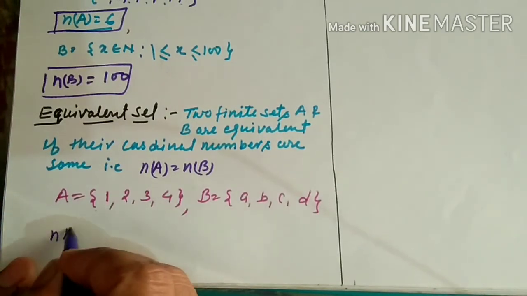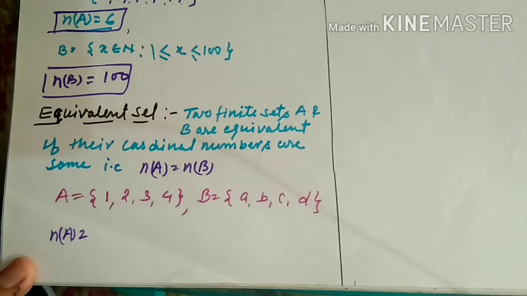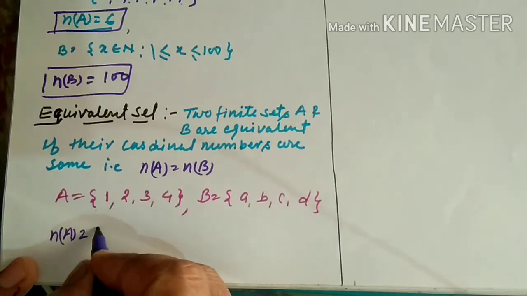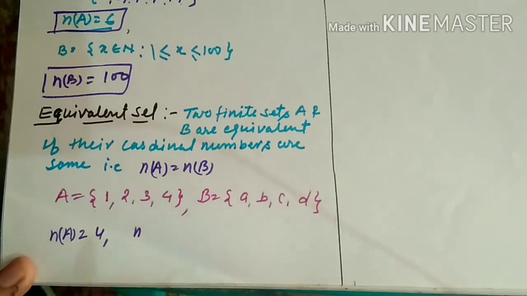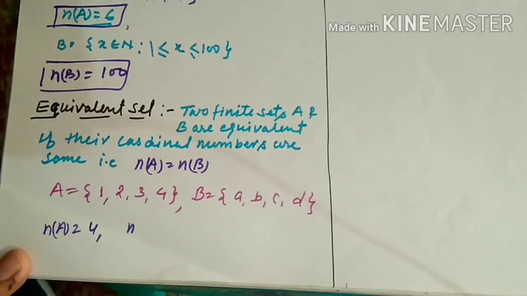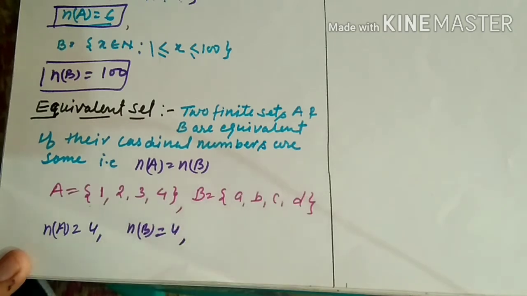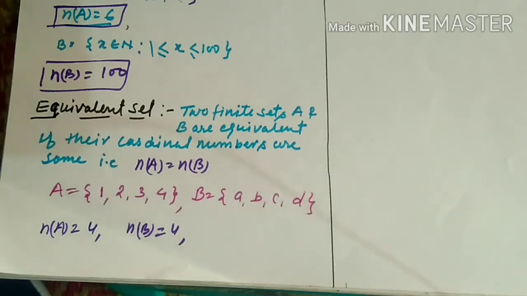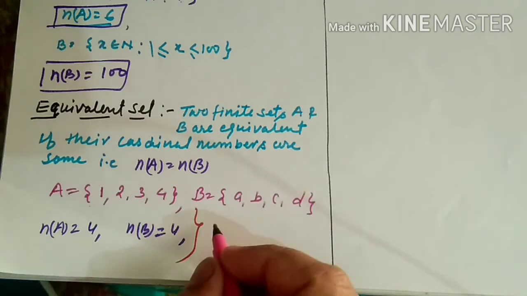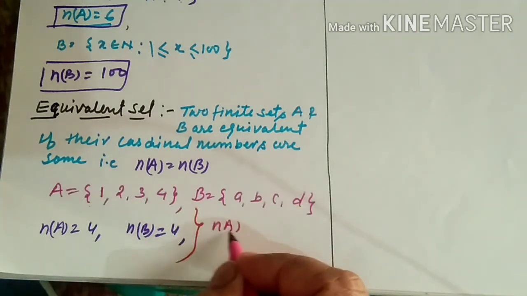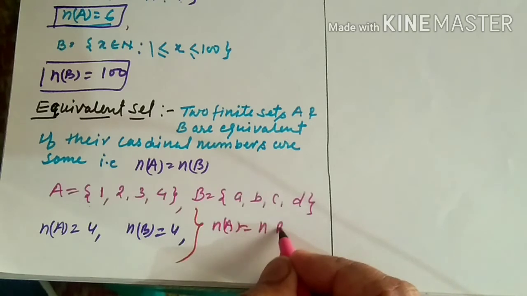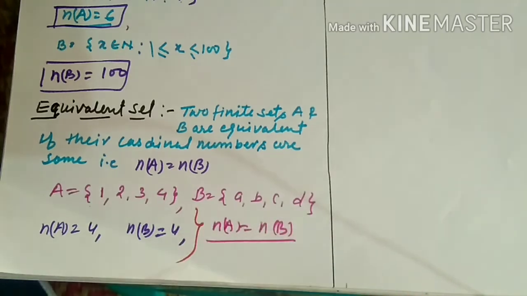So if we find the cardinal number, n(A) is equal to how much? 4, and n(B) is equal to again 4. So what we see is that the cardinal numbers of both are equal, n(A) is equal to n(B). Clear?